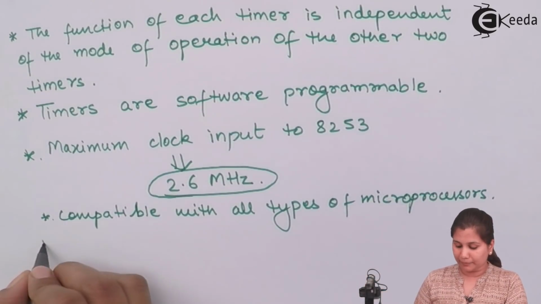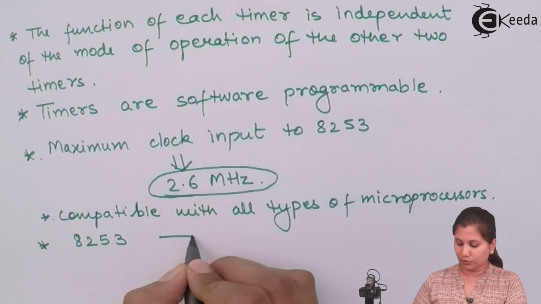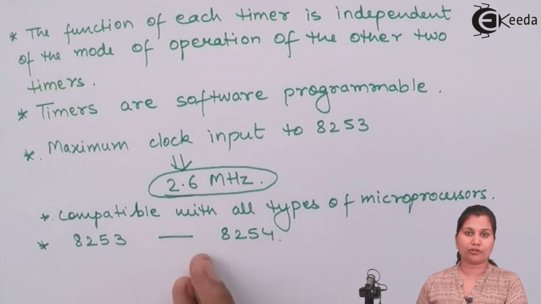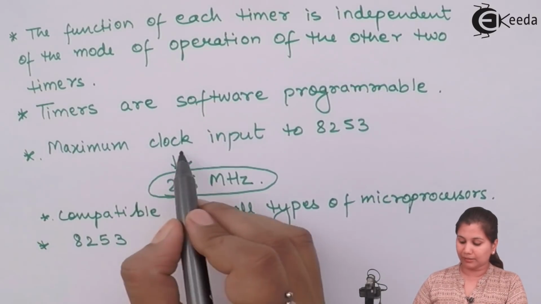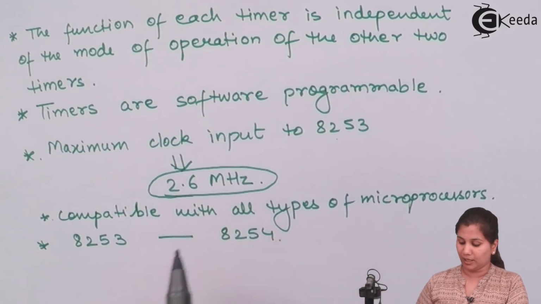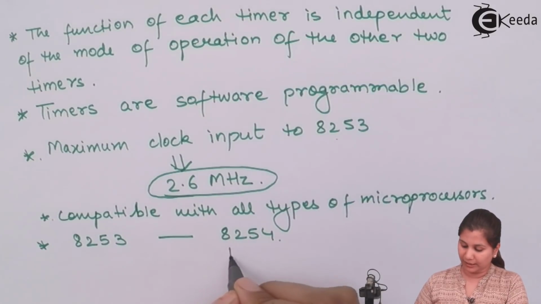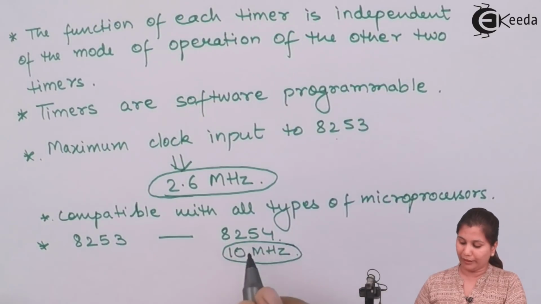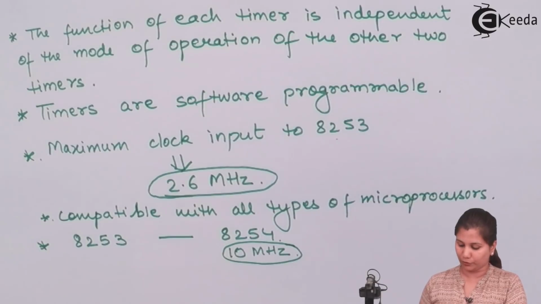As programmable interval timers, we have two ICs, the 8253 and also the 8254. The 8254 is the updated or higher version of the 8253. We have written here that the maximum clock input to the 8253 is 2.6 megahertz. In the higher version, this operating frequency has been increased to 10 megahertz. So this is the feature of the 8254, that it can have an operating frequency of 10 megahertz.